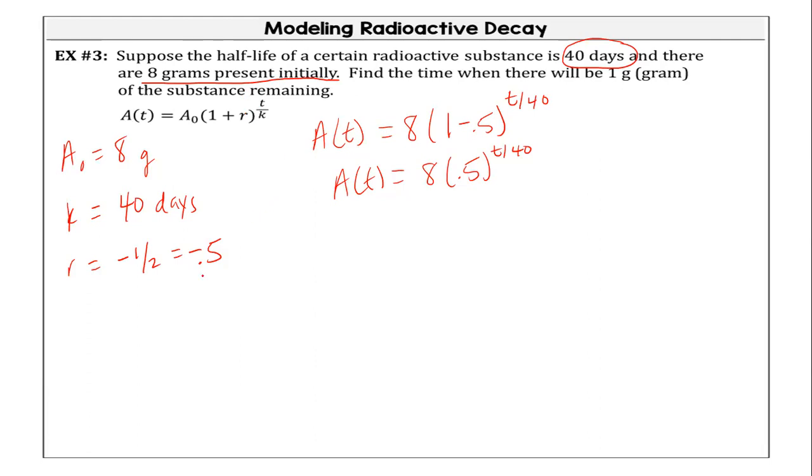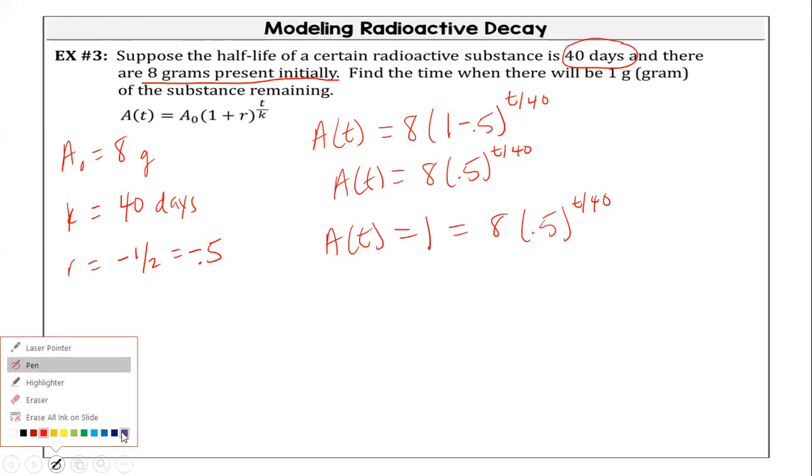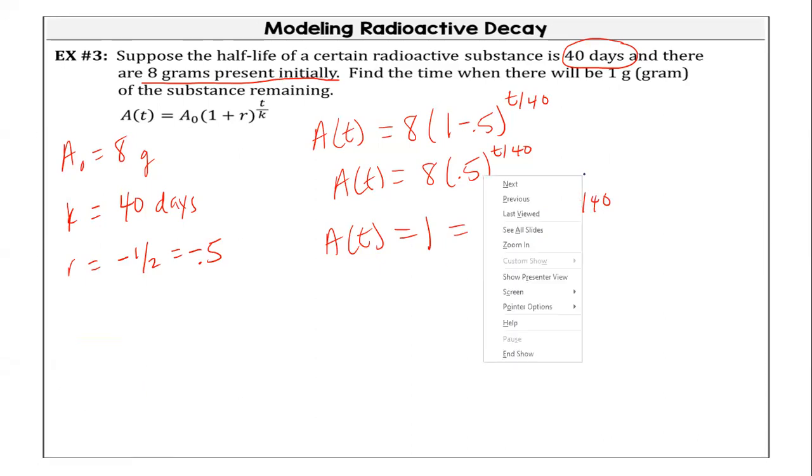Okay, so it's asking us to find the time where there'll be 1 gram of substance remaining. So it's asking us, when is A of t equal to 1? So our job here is to get t by itself. So I need to get t, this guy right here, alone. What is the first thing I need to do to get t by itself?